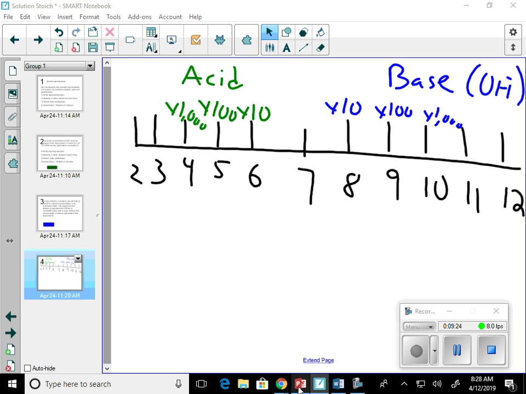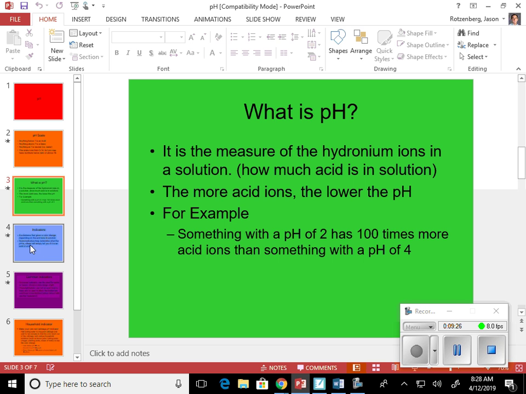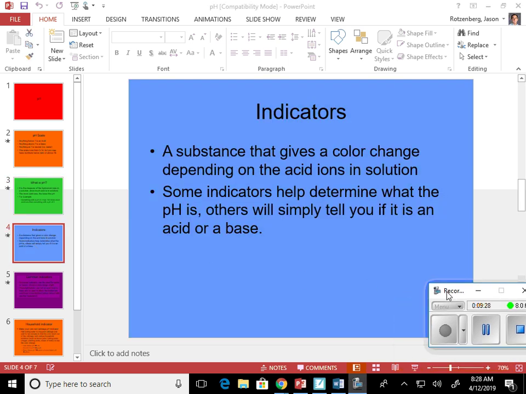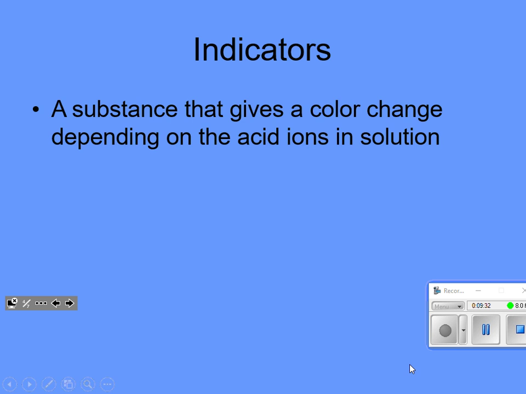Now, the only other thing that we need to go over today, in order to wrap up notes, is something called a chemical indicator. And this was actually mentioned on your reading guide as a characteristic of acids and bases, how they can change colors for an indicator.